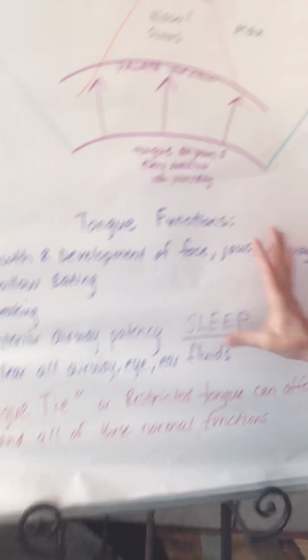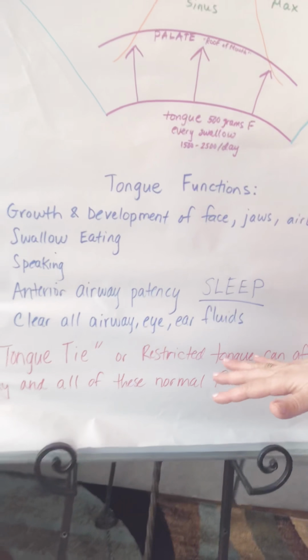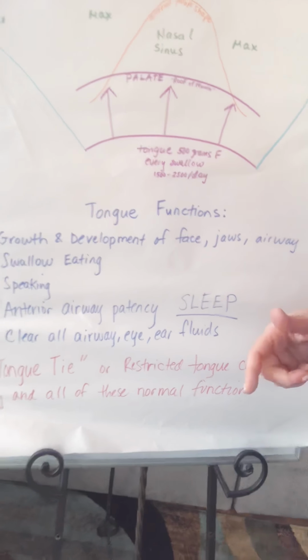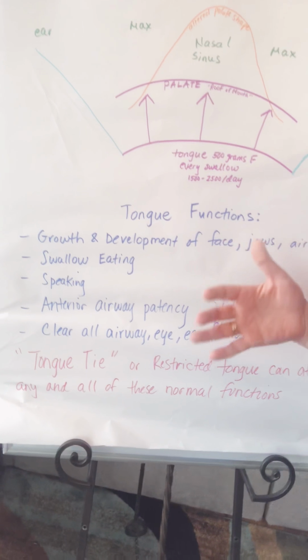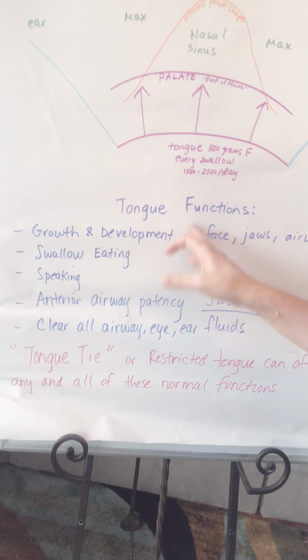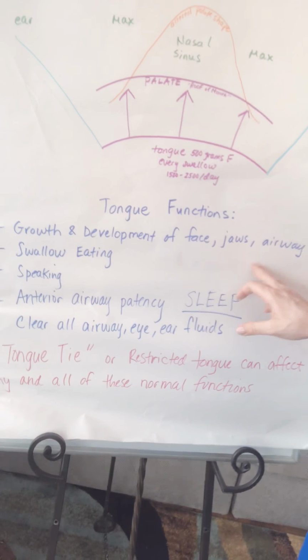Moving down here, I just have listed some things that are also tongue function. This is not a comprehensive list, but it's just to give you an idea. What I find is when I go over this with parents, there are generally a lot of aha moments. So tongue functions: growth and development of the face, jaws, and airway, really important.